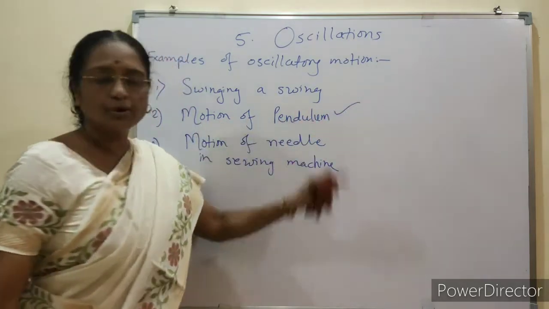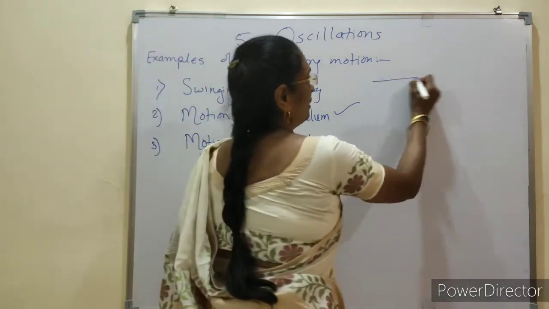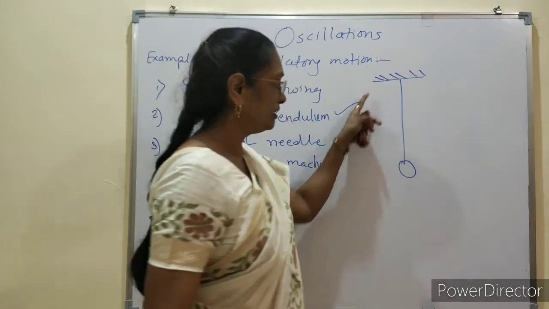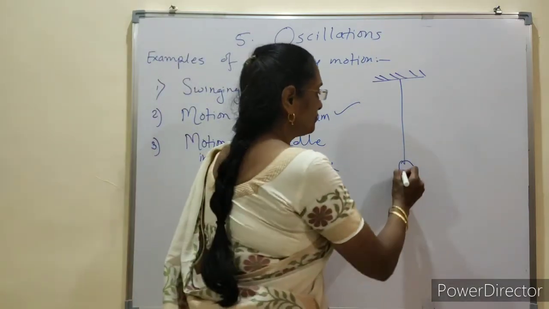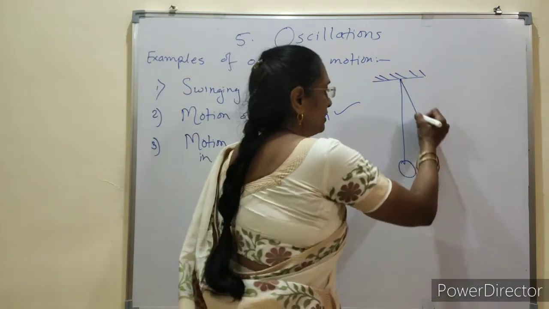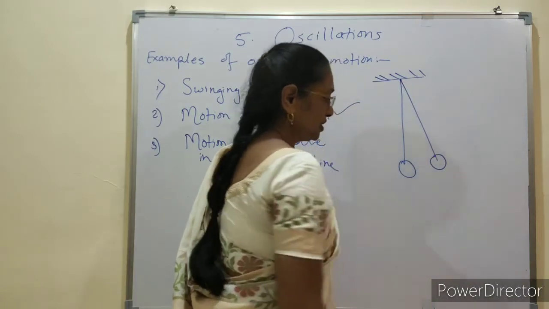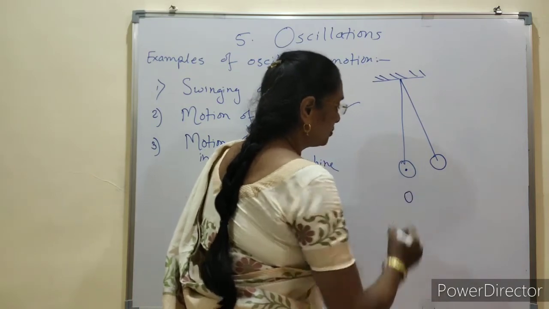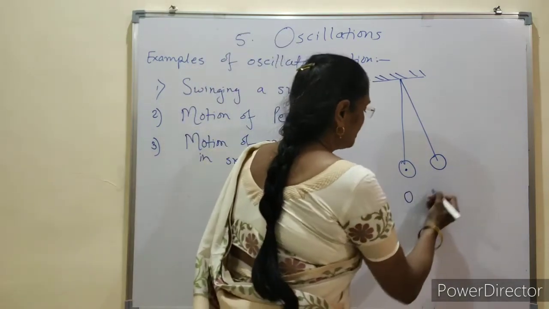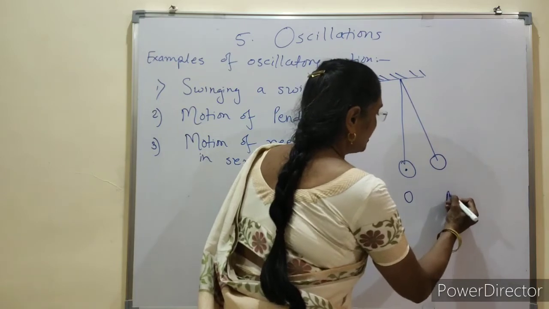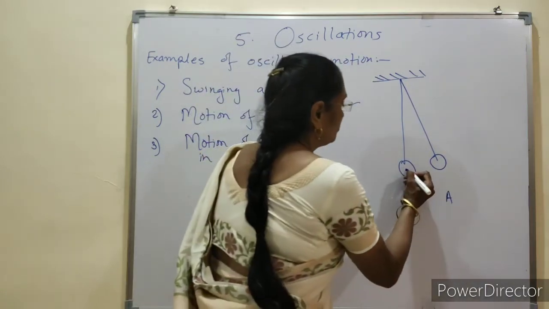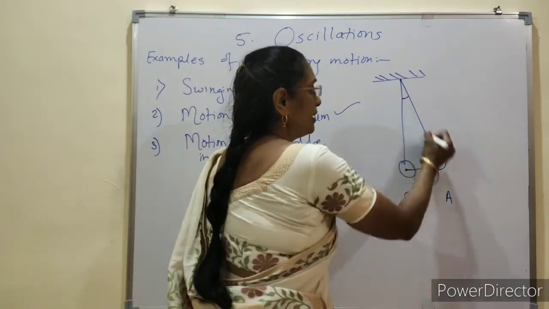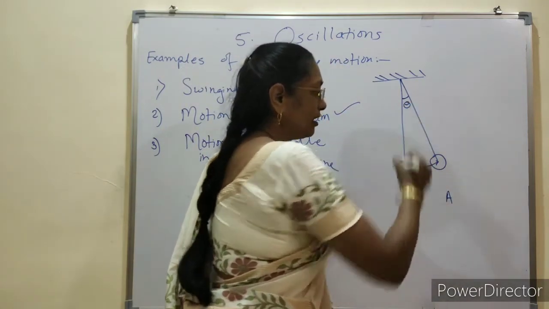We first take the example of motion of a pendulum. Here, with a light, inextensible string, a bob is fixed. If this string is displaced from the original position, suppose the original position is denoted by O, and the bob is displaced to position A through this path, the angle made by the string with the original position is theta.